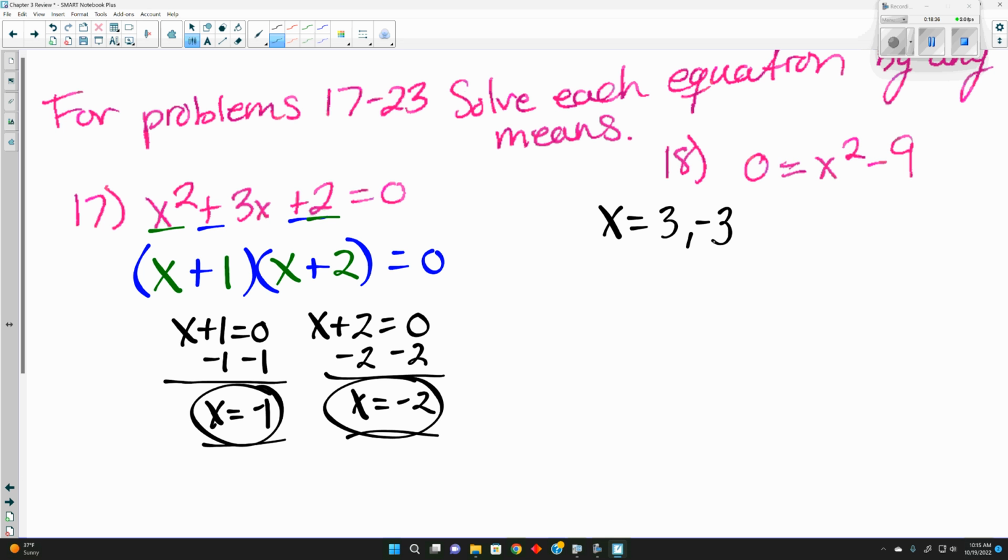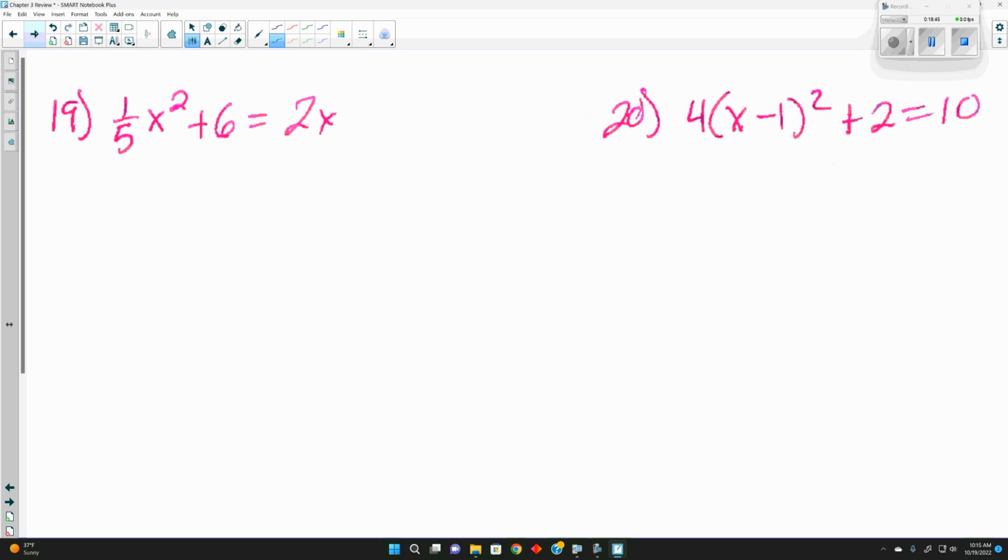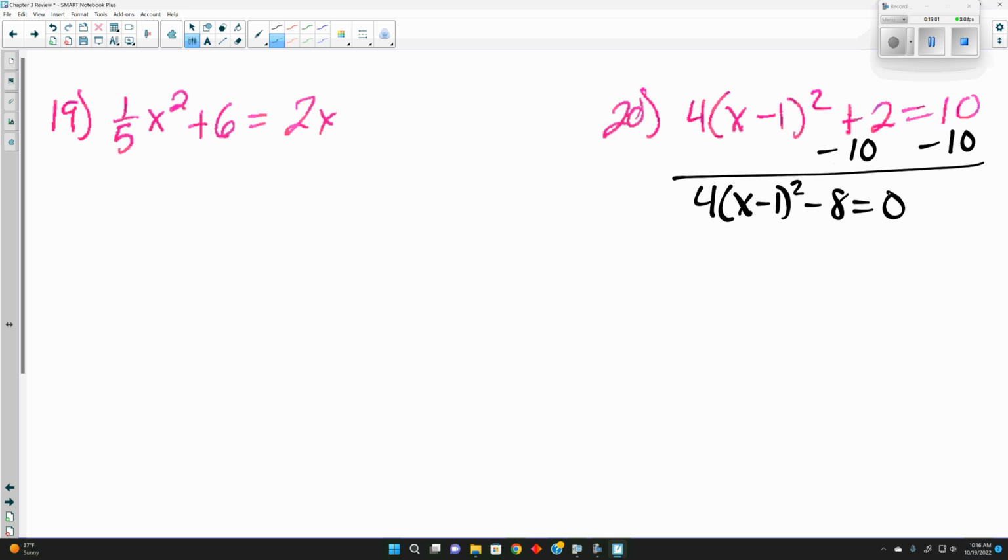Possibly, because the other way we could have done this is by the square root method, or we could have factored. Either one of those would work. And if we're going to graph, we need it equal to 0. So even number 20, what I could do is subtract 10 from both sides to get it equal to 0.